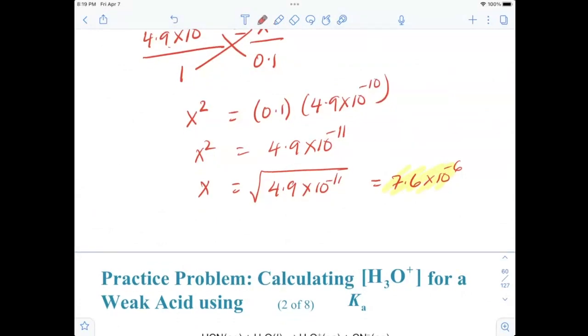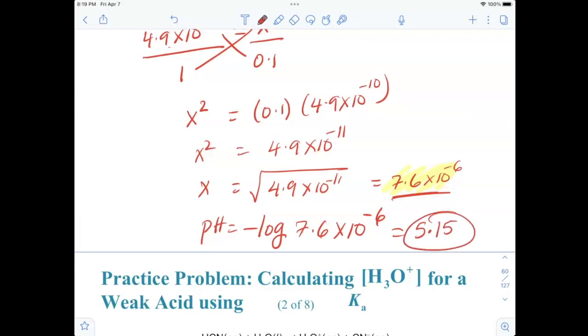If they want the pH, though, I'm going to go ahead and find the pH while we're here. pH is negative log base 10 of this number, 7.6 times 10 power negative 6. So I'll take the log of my answer and I should get my pH: 5.15 if they ask for the pH. If all they're asking for is the H3O+ that's formed at equilibrium, then your answer will be 7.6 times 10 power negative 6 molar. And this will be your answer.